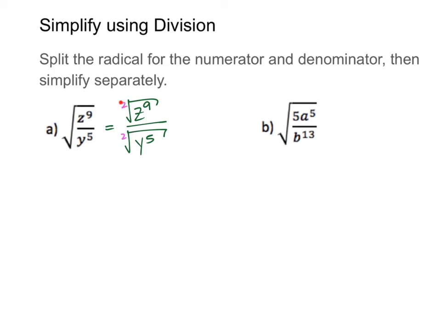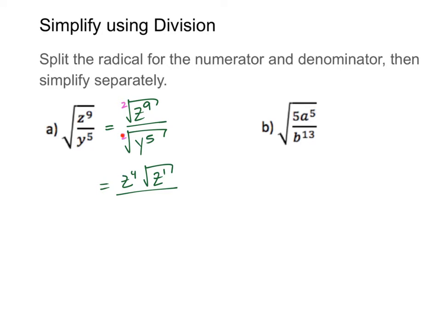So remember, this is a square root, so that's why I put the 2 out here. 2 goes into 9 at least 4 times. So z to the 4th power is on top, and it's outside the root. But 2 times 4 is 8. That means if I subtract that from 9, I still have 1 left over. So z to the 1st power goes back inside the root.